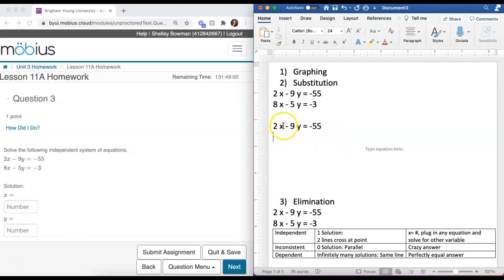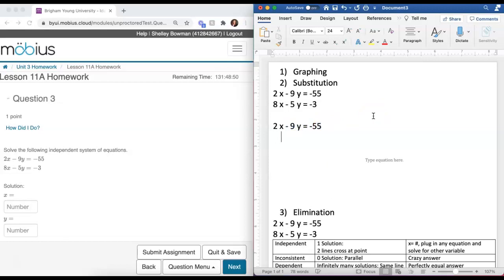So the first thing I want to do is solve for the x. That means I want it all alone on the left-hand side of the equation, which means I need to get rid of this subtract 9y, which means I need to add 9y to both sides to keep it balanced. And that period just came up because I did some spaces in there.